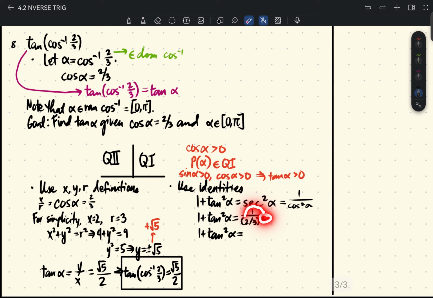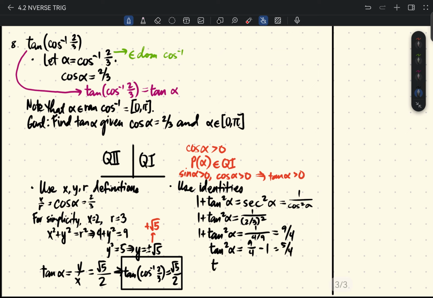You can distribute your exponents over the fraction. So you have here 1 over 2 squared equals 4, and 3 squared is 9. And 1 over 4 over 9, that's just obtaining the reciprocal of 4 over 9, which is 9 over 4. And so you get tan squared alpha equals 9 over 4 minus 1, which is just 5 over 4.